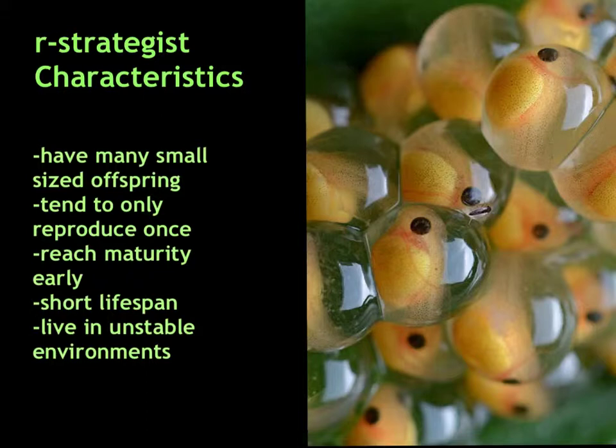So here's a few characteristics of R-strategist populations and species. They tend to have many offspring. The individuals themselves are of a very small size. Very low energy is required to produce these offspring. They tend to live in very unstable environments. That is to say, the weather is very unstable. Abundance of resources is unstable. They reach maturity early on in their lifespan, and they have a very short lifespan.